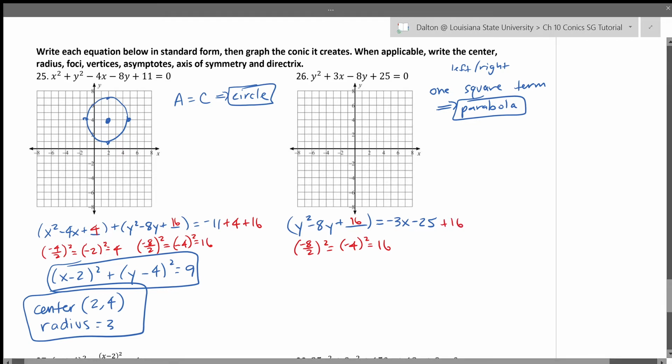And then when I simplify this next step, my y trinomial can be rewritten as (y minus 4) squared is equal to, on the right-hand side, negative 3x, and negative 25 plus 16 is minus 9.